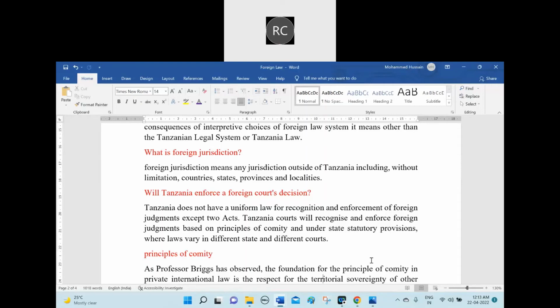I will read it. Under the state statutory provisions, laws vary in different states and different courts. Now the question comes: can Tanzania use the judgments of another country or not? Of course, there are limitations where we can say there is recognition and enforcement of the foreign judgment, and where the two Tanzanian acts are there. If they are followed, then definitely the foreign judgment can be recognized and enforced in Tanzania. But in Tanzania, courts will recognize and enforce the foreign judgment based on the principle of comity.